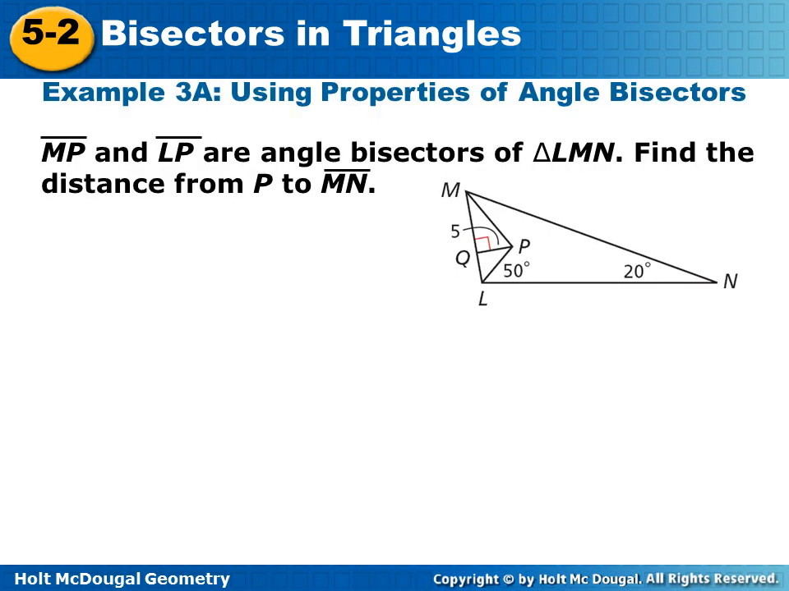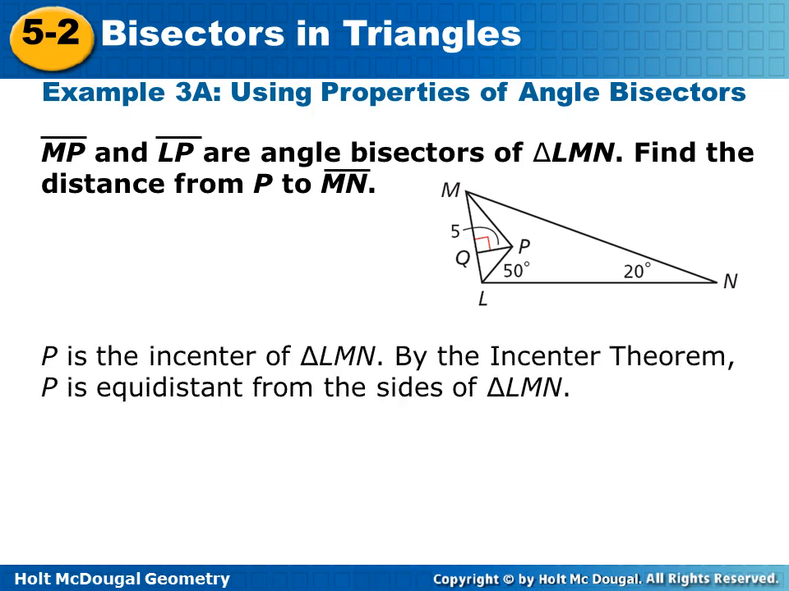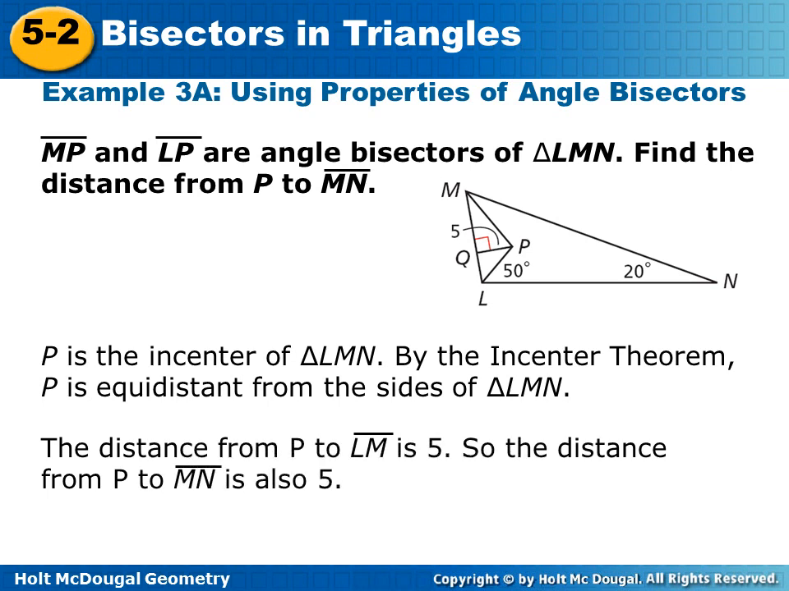MP and LP are angle bisectors of triangle LMN, and we want to find the distance from P to MN. P is the incenter of LMN. By the incenter theorem, P is equidistant from the sides of LMN. The distance from P to LM is 5, so the distance from P to MN is also 5.